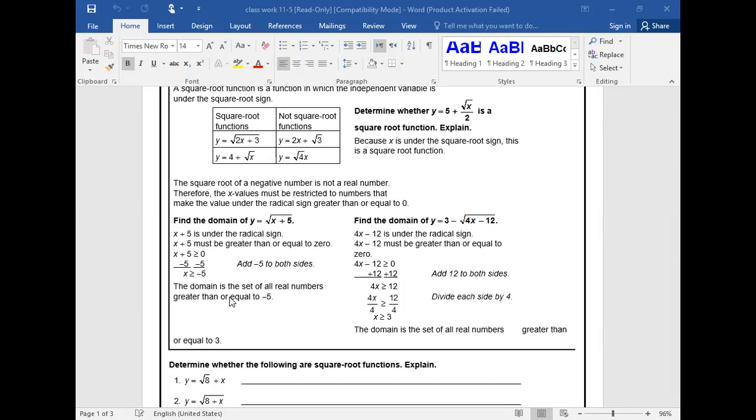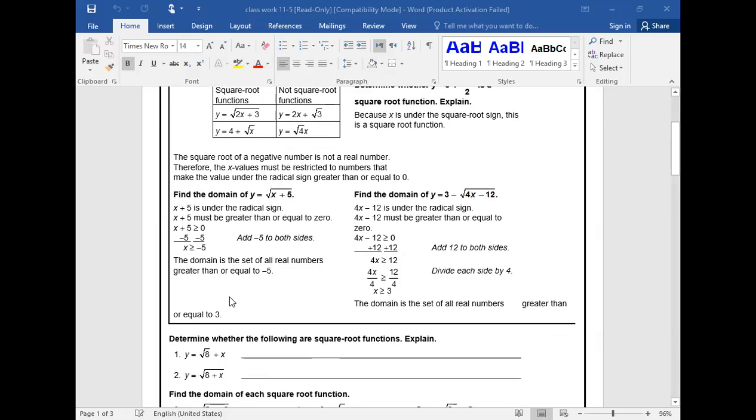When we do this one, 4x minus 12 will be more than or equal to 0. Add the additive inverse, then 4x is more than or equal to 12. Divide by 4, divide by 4, then x is more than or equal to 3. So the domain is the set of all real numbers greater than or equal to 3.